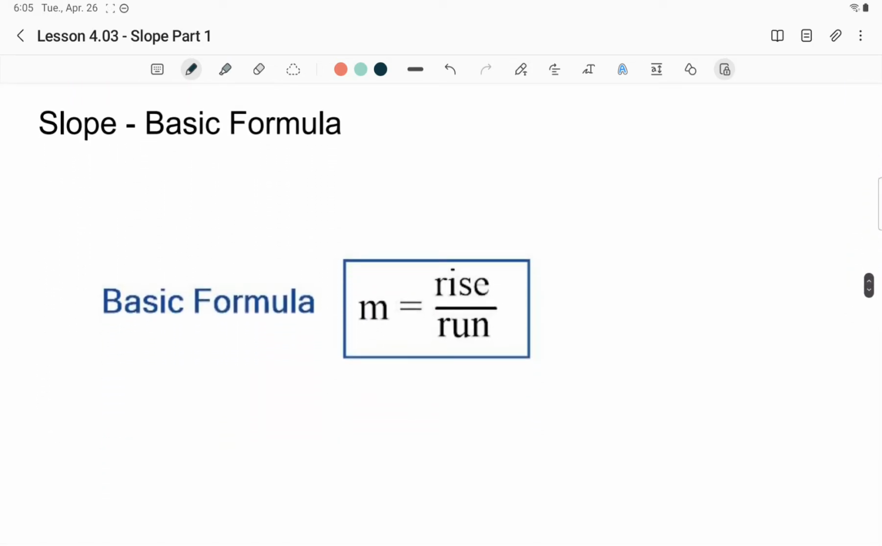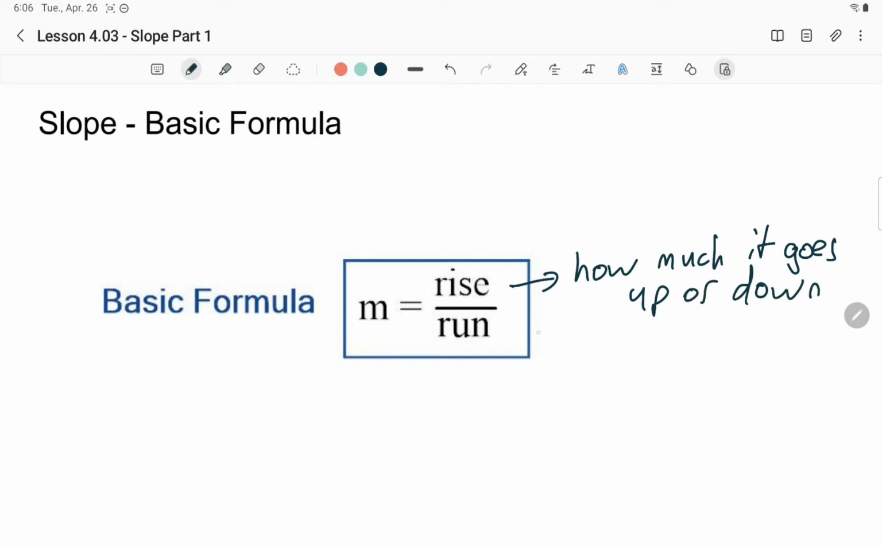Okay, so what do we say the actual slope is? We can define it as a numerical quantity, and we can define it as what we call the rise over run. So what do we mean by the rise? In a sense, how much it goes up or down. In the graph, if you're looking at the roof, how much does the roof go up or down? And the run is basically how far it goes.